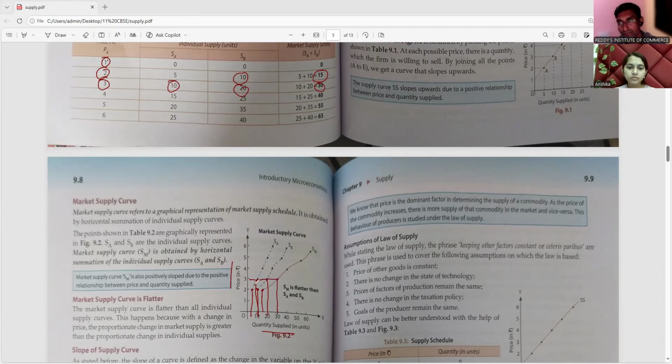Got it? Now, when price was 4, individual demand was 15, then SD demand was 25, and market demand was 40.